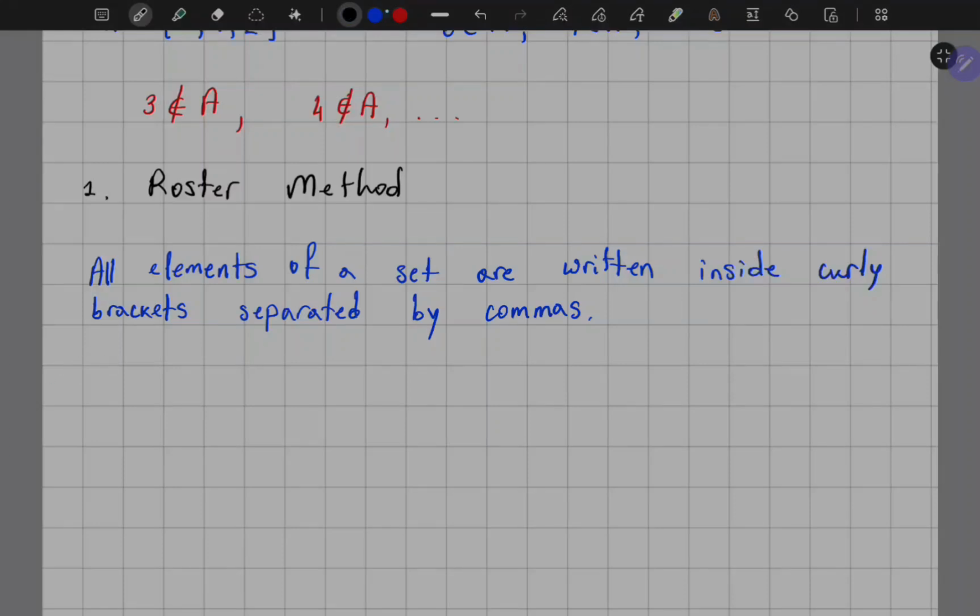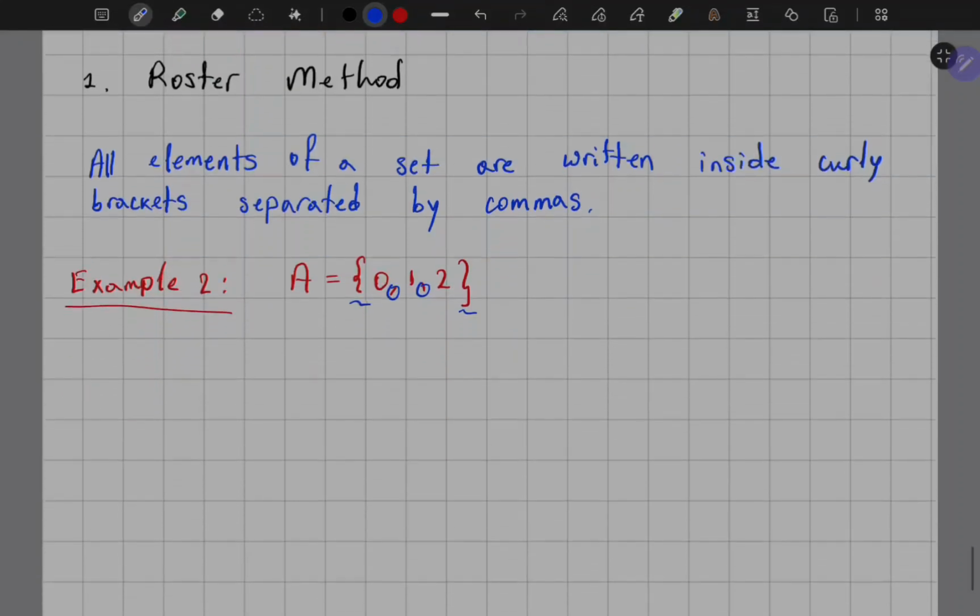Now let's write an example. Let's take the set given above. So our set A contains 0, 1, and 2. Also, this is known as a list representation. Here we have curly brackets and all elements are separated by commas. This method is the roster method. The second representation method is the Venn diagram method.